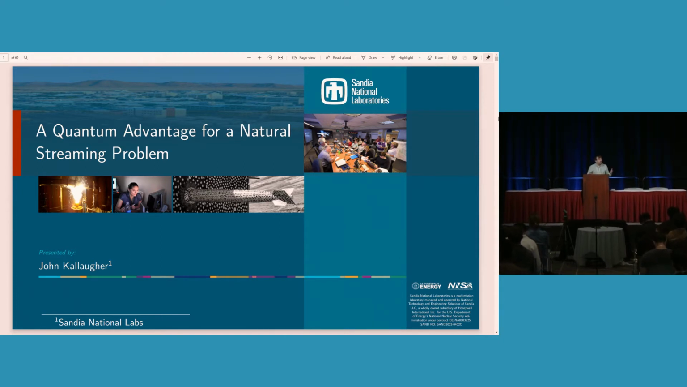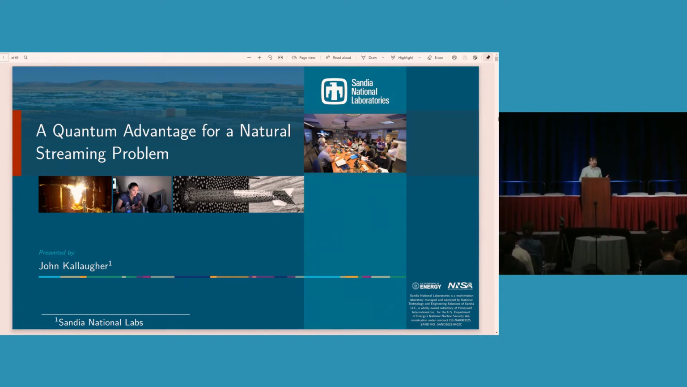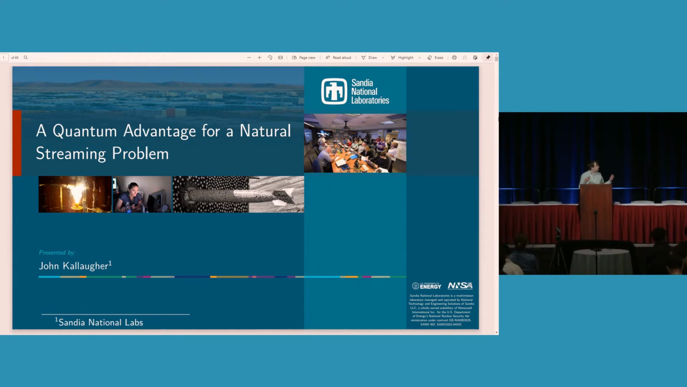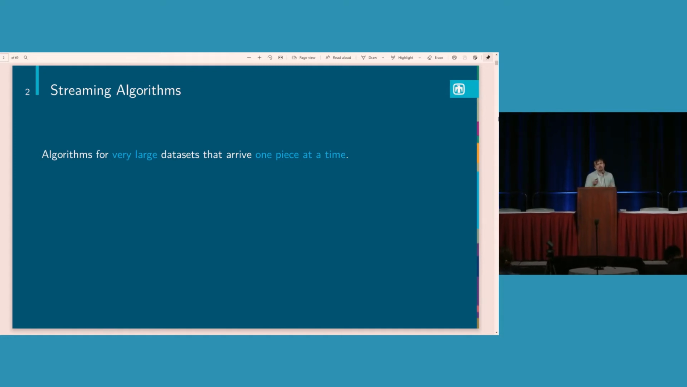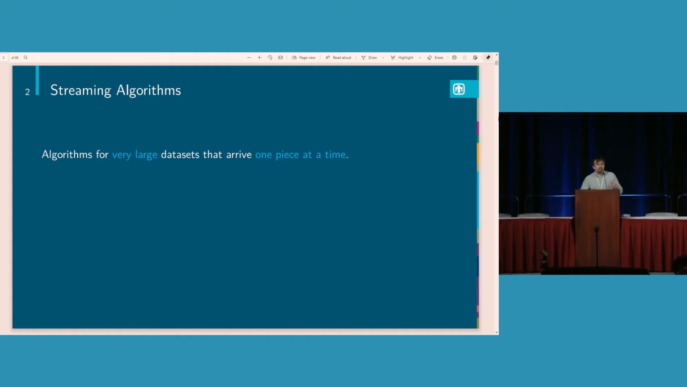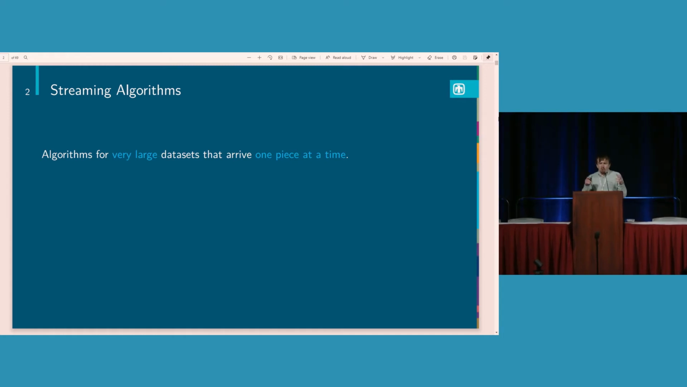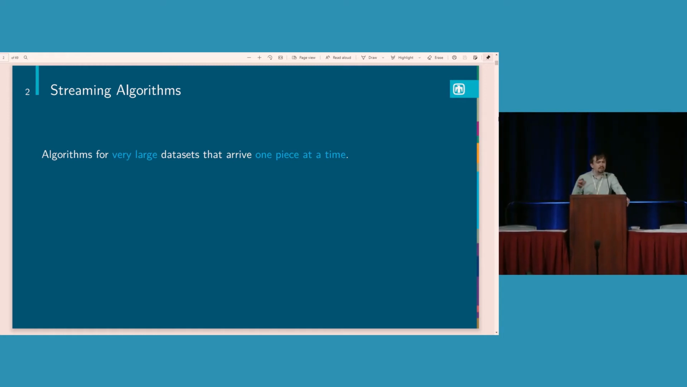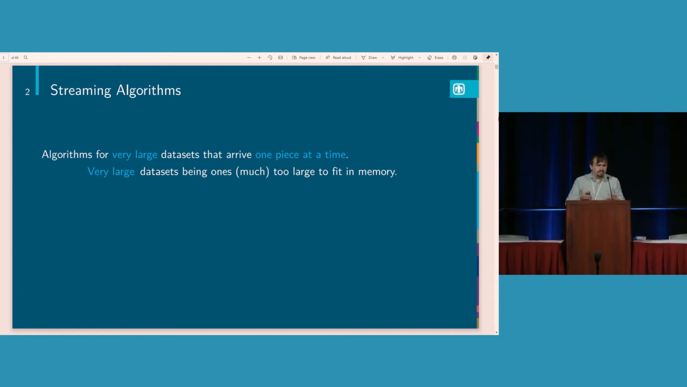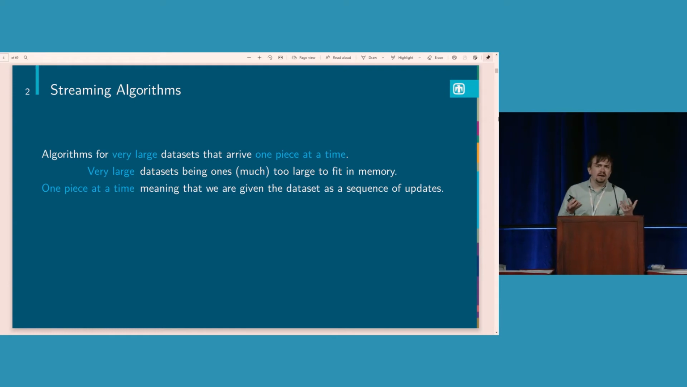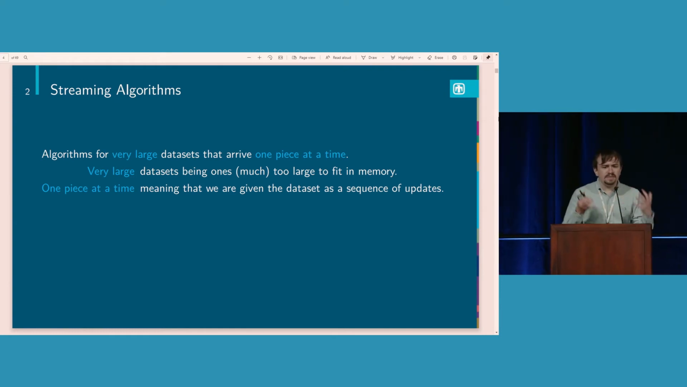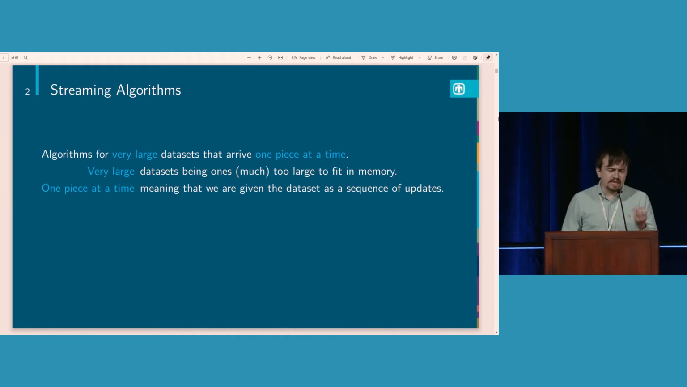And so, as is the custom, I want to start off by just talking a bit about what we mean by streaming problems here. Streaming algorithms are a class of algorithms for very large data sets that arrive one piece at a time. By very large, I mean much too large to fit in main memory. And by one piece at a time, I mean you start with some empty version of the data set, and you receive a stream of small updates that gradually build up the whole thing.